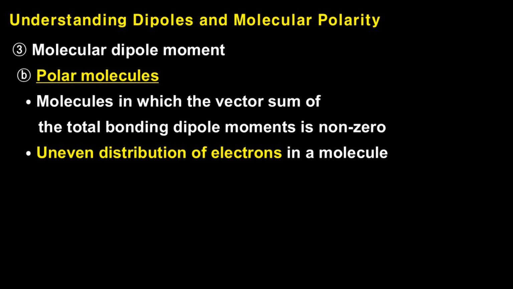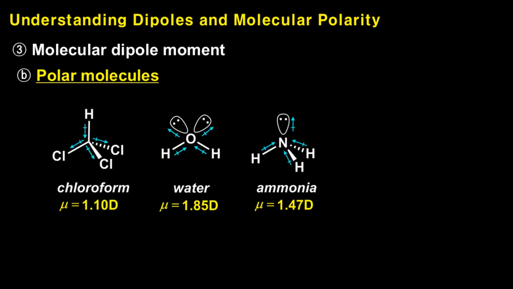This happens when there's an uneven distribution of electrons in the molecule, and that usually comes from differences in electronegativity between atoms, or from lone pairs on the central atom, which can bend the shape of the molecule and affect the symmetry. So even if the bonds themselves are polar, what really matters is how everything adds up in three-dimensional space. For example, polar molecules like chloroform, water, and ammonia all have measurable dipole moments. Chloroform has a dipole moment of 1.1 debye, water is about 1.85 debye, and ammonia comes in at around 1.47 debye.